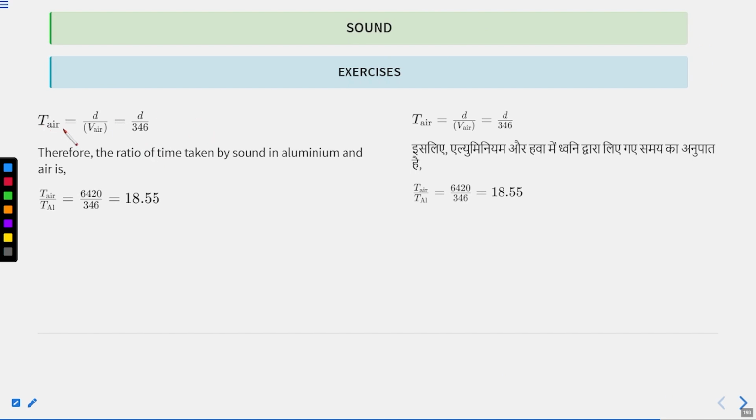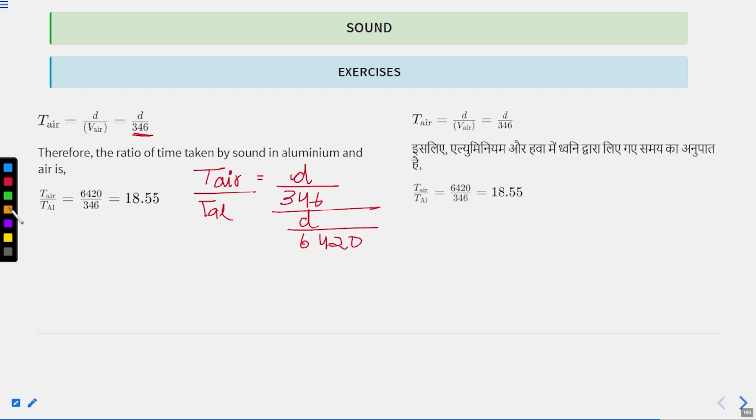So the time in air is distance divided by velocity in air, which is d divided by 346. Now t in air divided by t in aluminum will be: t in air is d divided by 346, divided by t in aluminum, which is d divided by 6420.